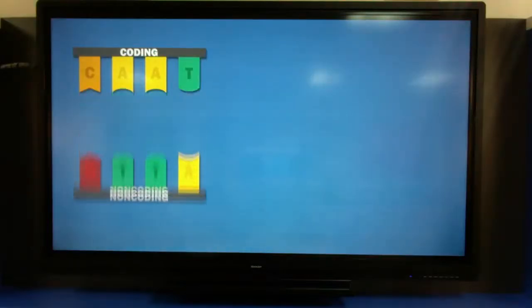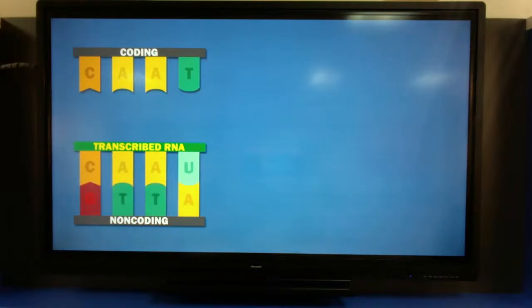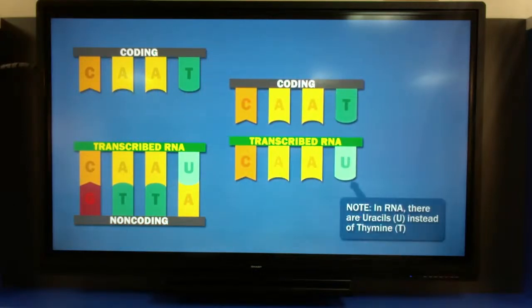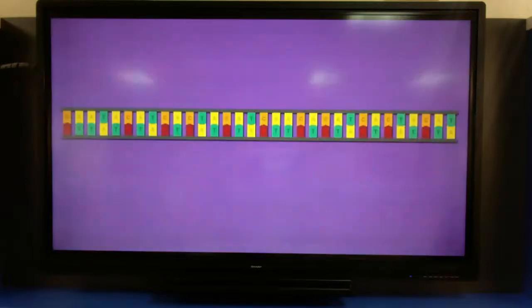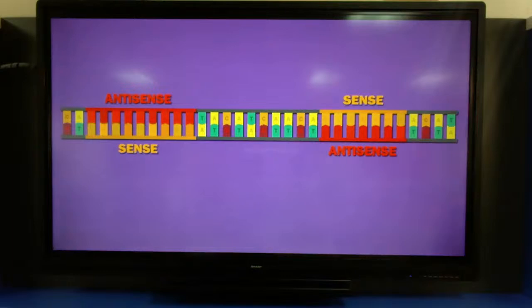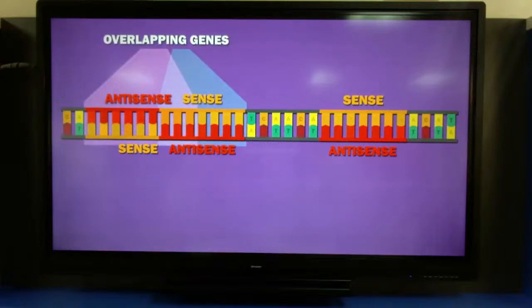At first, it may seem counterintuitive that the strand which is used to transcribe RNA is called non-coding, but note that this transcribed RNA is complementary to the non-coding sequence, and so it exactly matches the coding sequence. Note that both strands of DNA can have sense and antisense sequences. Furthermore, sense and antisense sequences can overlap. For example, there can be overlapping genes where one protein is encoded on one strand and another is encoded on the opposite strand by the sequence read in the opposite direction.